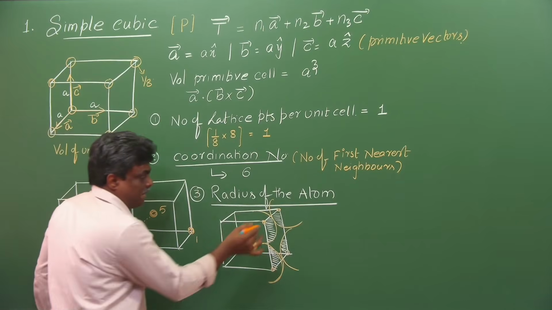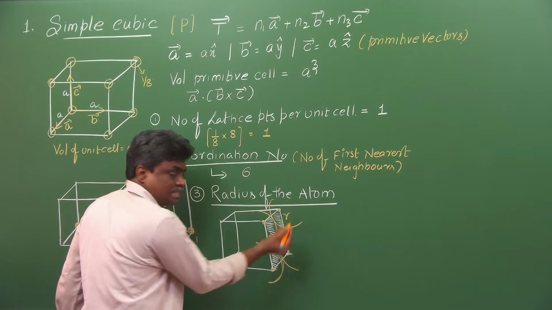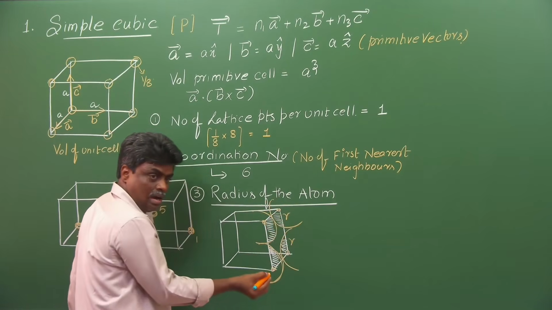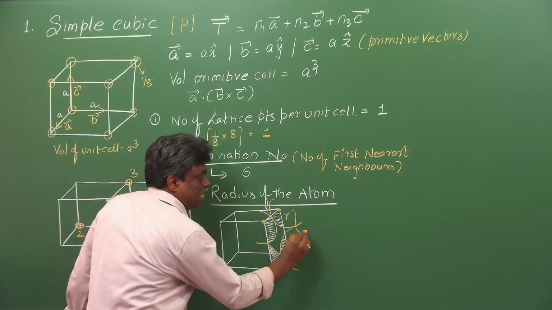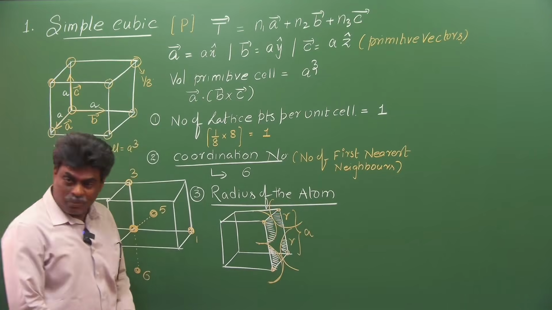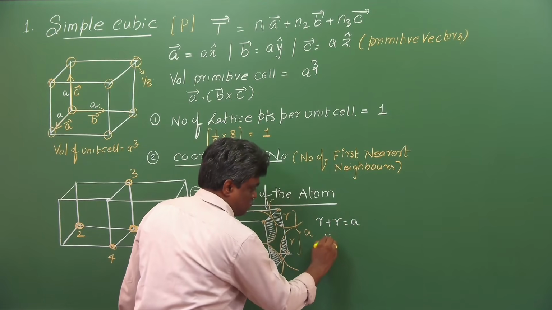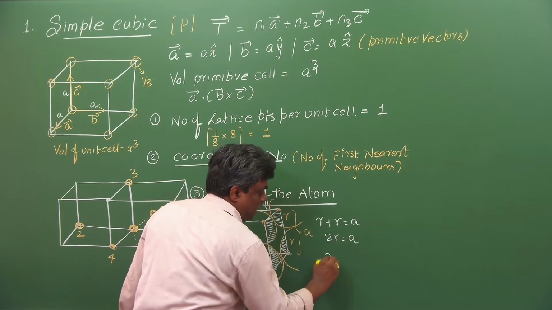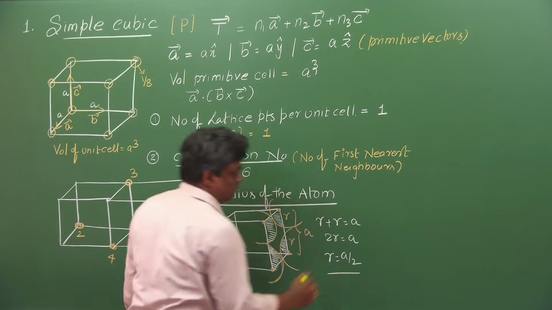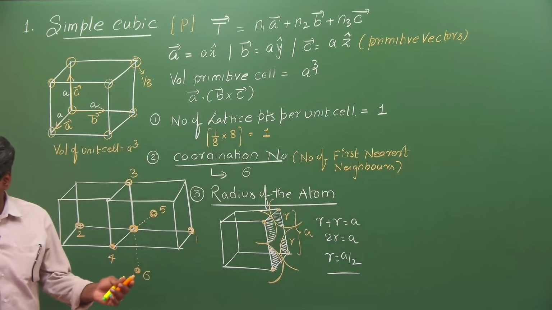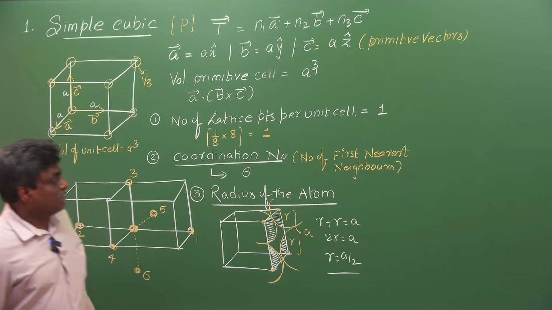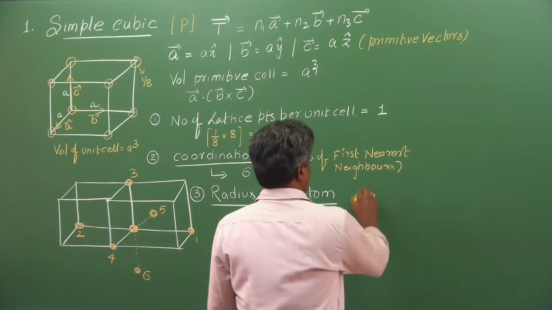So if you see carefully, if this is one of the atoms, what is the radius? R, and this is also R. But this total side length is what? A. That's why R plus R equal to A, so 2R equal to A and R equal to A by 2. So the radius of the atom in the simple cubic is A by 2. Next, fourth one.